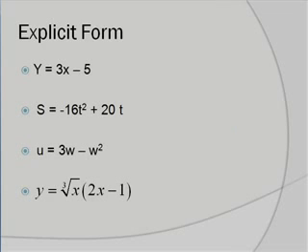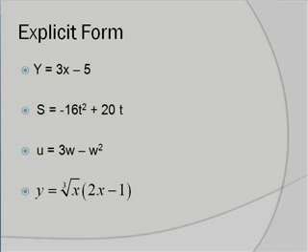And the second equation, s, is explicitly in terms of t. So there are no other variables over on the right side other than just t. And the same thing is true of the third one. U is explicitly in terms of w. And the last one, y, is expressed explicitly in terms of x.